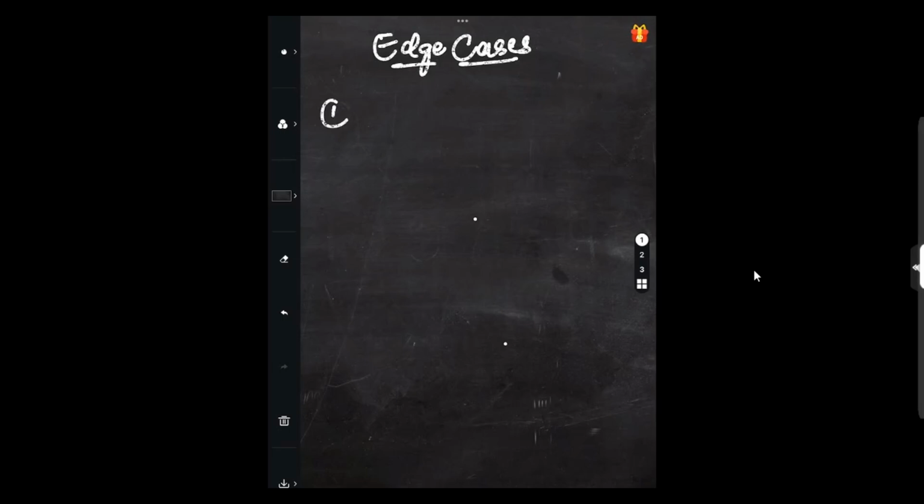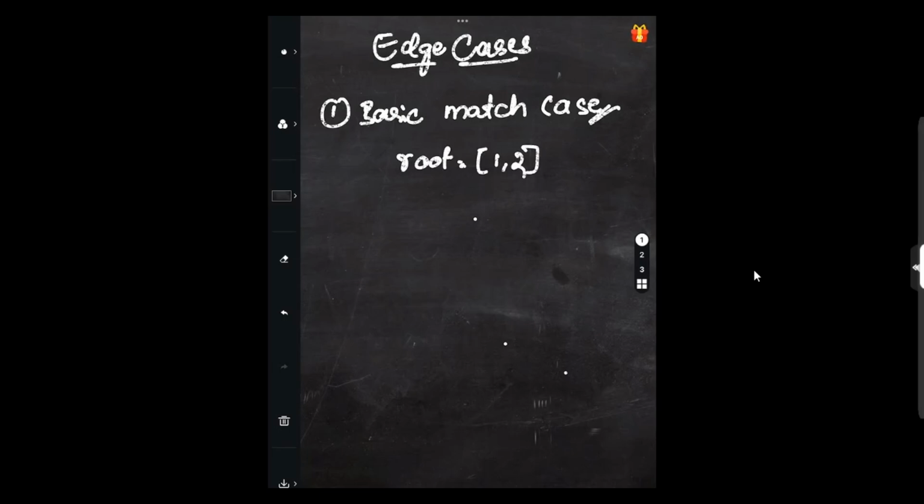First thing is the basic match case. When I say basic match case, I'm speaking of the case where the root is directly equivalent to the subroot. So for root, let me consider 1, 2, and for subroot, let me consider 1, 2. The output will be true in this case.